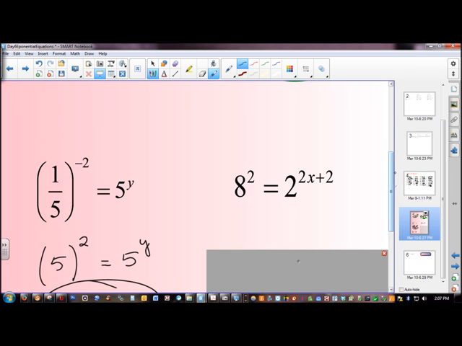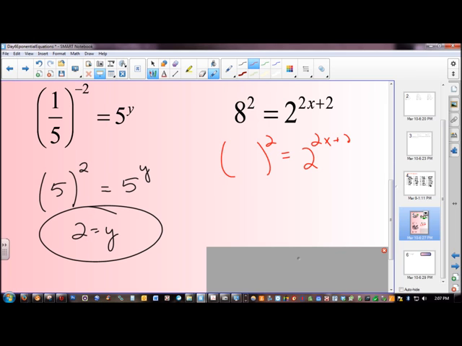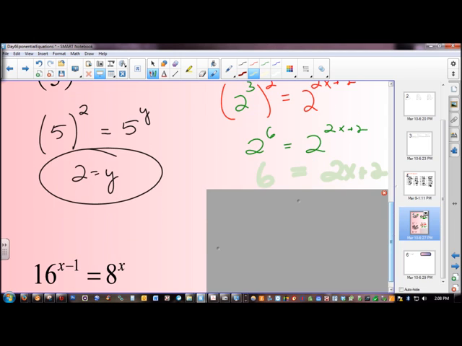Another example here. Again, looking for the same base. I'm in search of the same base. The question is, look at the smaller base. We'll leave that alone. We'll say, can we write 8 as 2 to some power? And you can. I'm going to bring everything else down exactly the way it was. And I'm going to change that 8 to 2 to the 3rd. When I rewrite this, 2 to the 6th is equal to 2 to the 2x plus 2. I will take those two exponents, the 6 and the 2x plus 2, I'll set them equal to each other, and it'll be some pretty straightforward algebra from there.